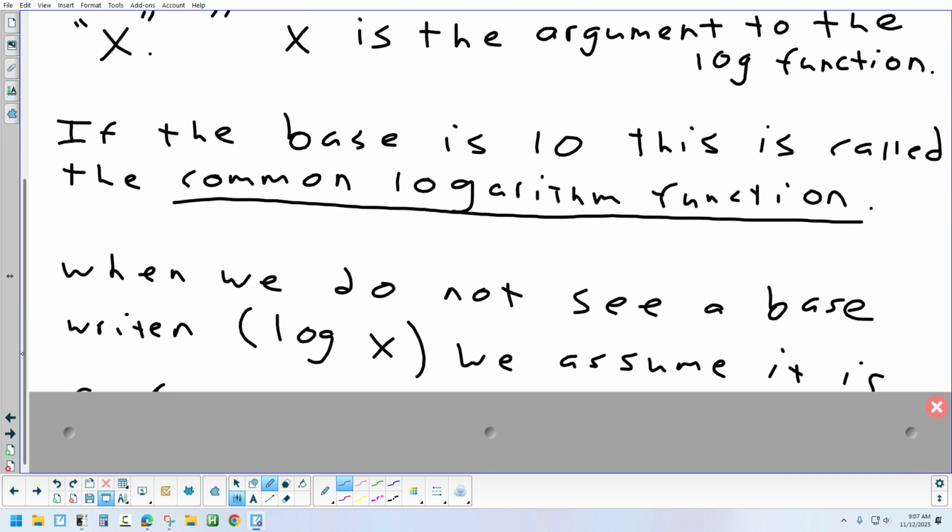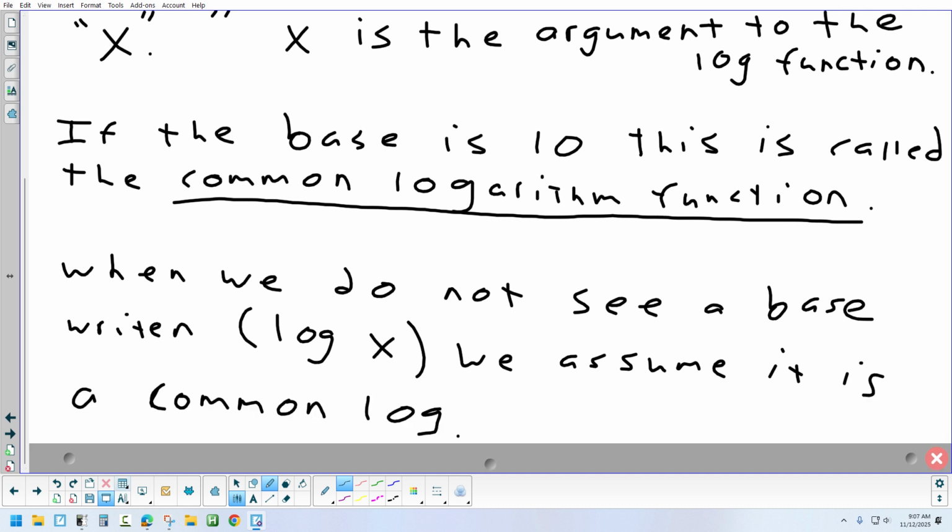Because base 10 comes up quite a bit, we don't have to write the base on a log when it's a 10. Kind of like when we do a square root, we do not put a 2 as the index. That's the notation. We don't have to. Same thing with log. So if you want the common log of 7, you can just write log 7.